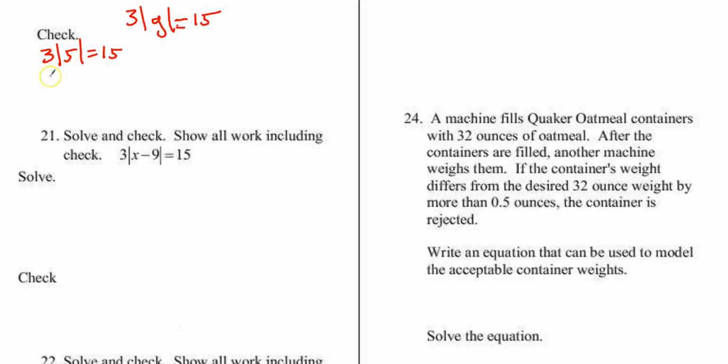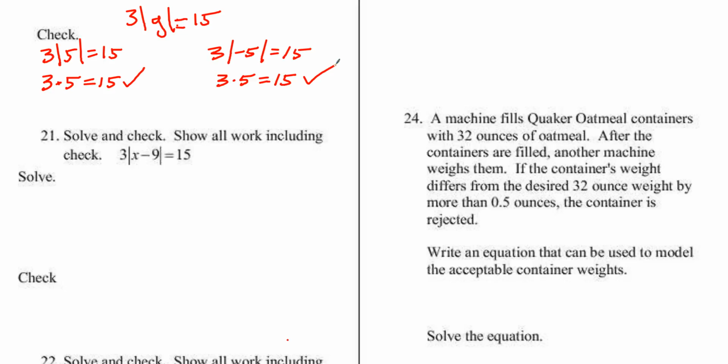We know that the absolute value of 5 is 5, so 3 times 5 equals 15. That's true. And then 3 times the absolute value of -5 is 15. Absolute value of -5 is still 5. And once again, 3 times 5 is 15.